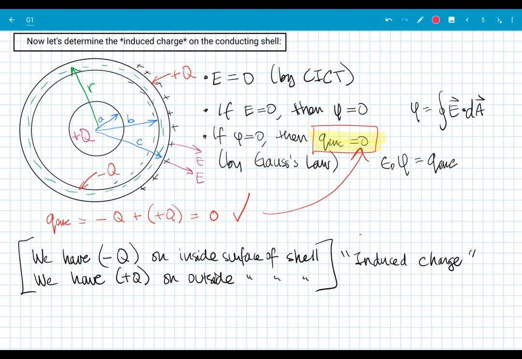Okay, so hopefully that made some sense. You will probably have to go back and look at certain parts of that, but this was meant to be your introduction to Gauss's law. There's more to come.